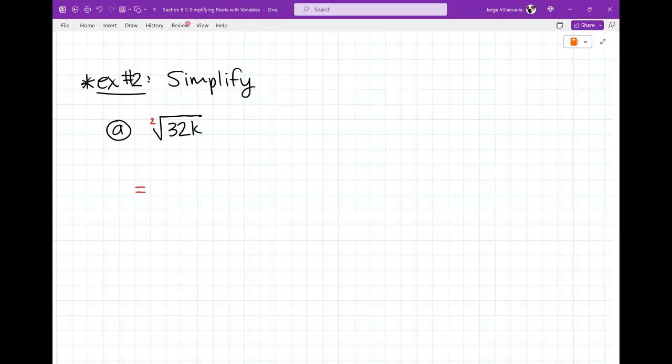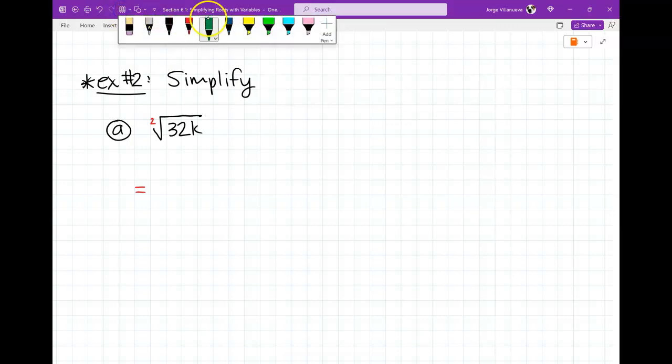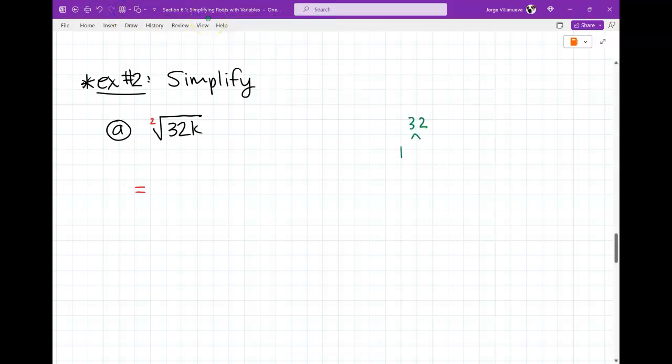But see what I mean? The numbers you can do on your calculator. The letters you can't. Okay? So just to show you, 32, I'm going to use 16 times 2 because I know the square root of 16 is 4. So I can write it out like this. Square root, I'm going to put a little index there, of 16 times 2k. I'm just leaving the letter by itself for now. The 16 can go out. This is 4 square root of 2k. Now look at your variable. How many k's do I have?